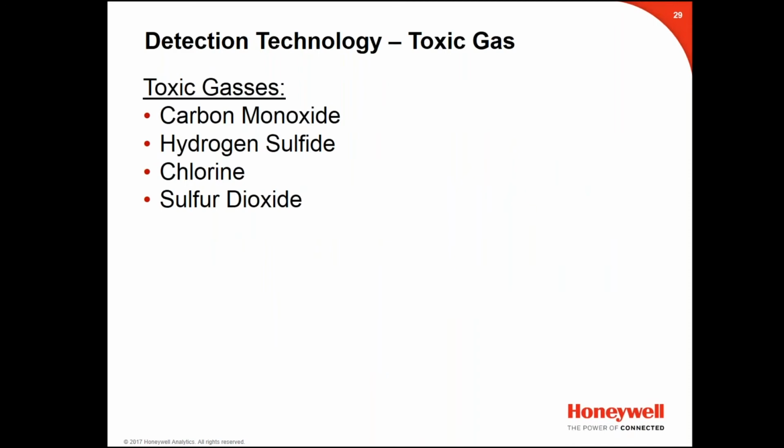So let's switch gears and talk about technologies used to detect toxic gases. So gas-specific electrochemical sensors can be used to detect the majority of common toxic gases, including carbon monoxide, hydrogen sulfide, chlorine, and sulfur dioxide, among others. And we use these in a very wide variety of applications.